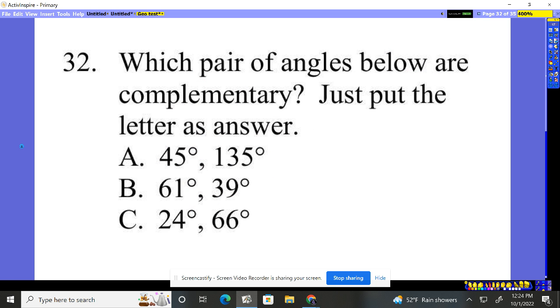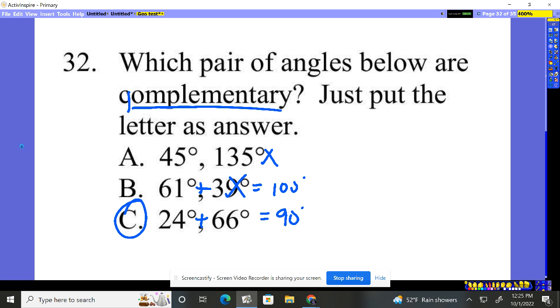Which pair of angles below are complementary? That means they add up to what? 90. So which of these add to 90? Those do not add to 90. 61 and 39, if I add them together, yeah, that's 100. That's not it. These guys, when I add them together, I should get, guess what? 90. 24 and 66 are your ones who are complementary.